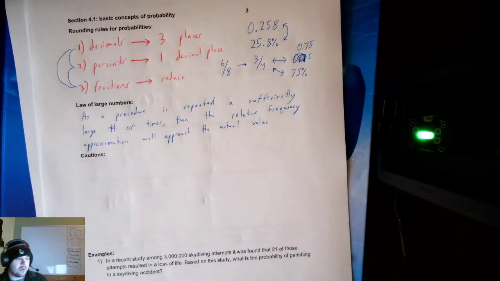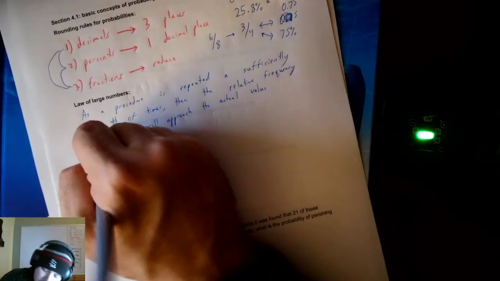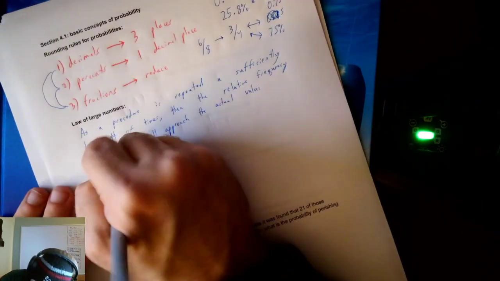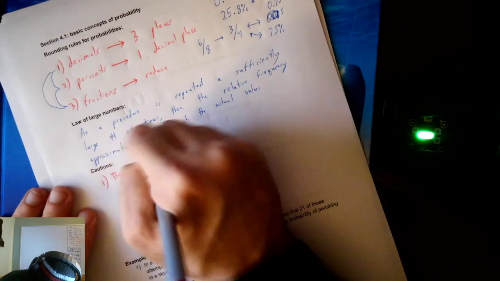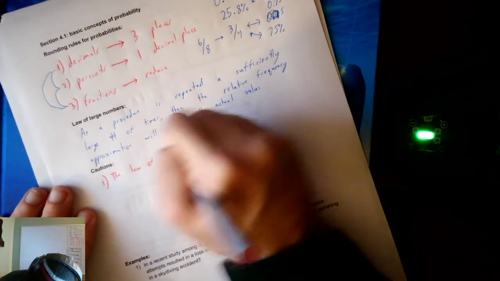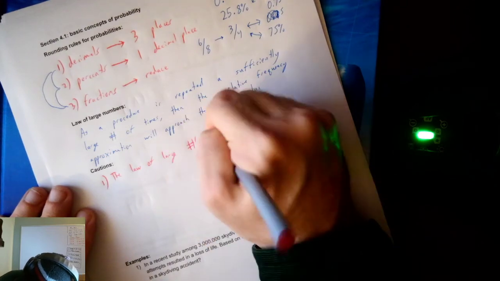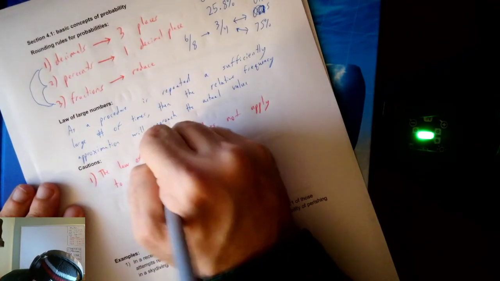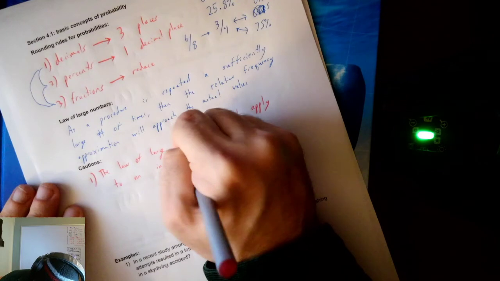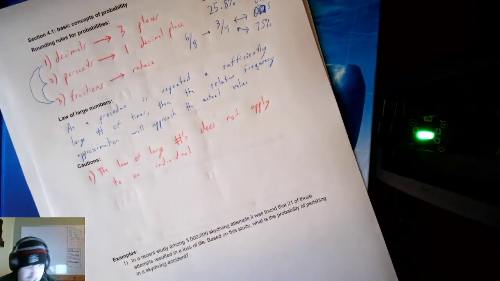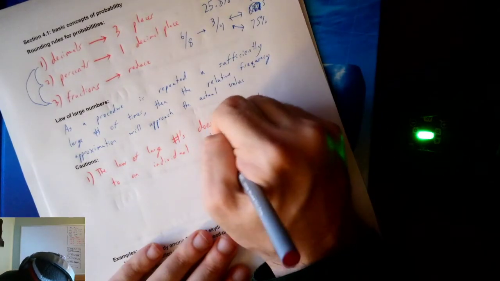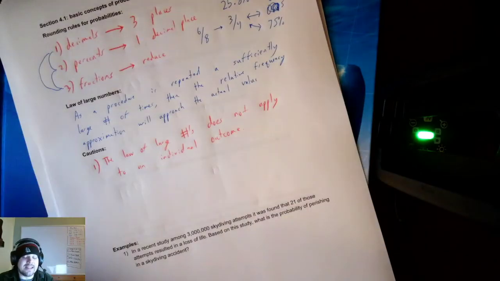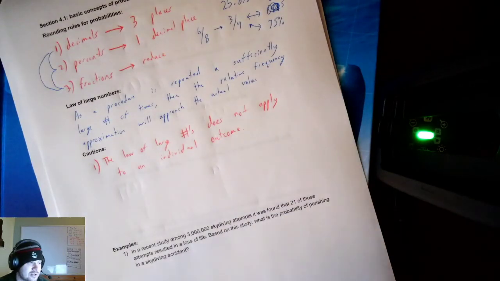However, we should know two cautions. The first is the law of large numbers. The law of large numbers does not apply to an individual application of the procedure, an individual outcome. And let's think about that. This is what is commonly known as the gambler's fallacy.